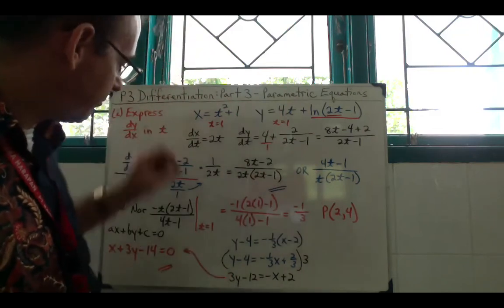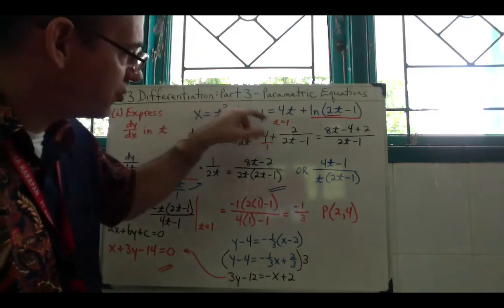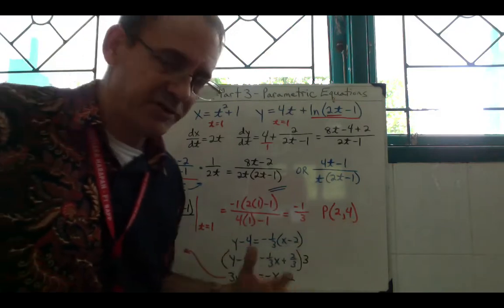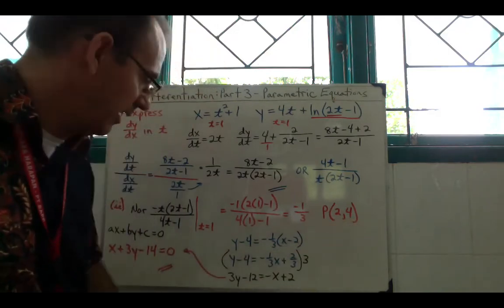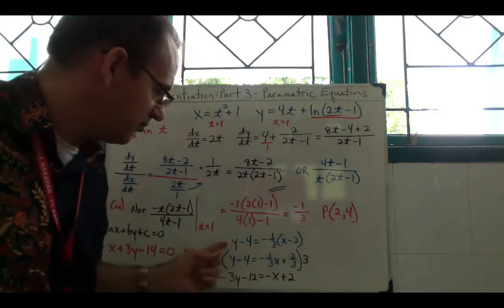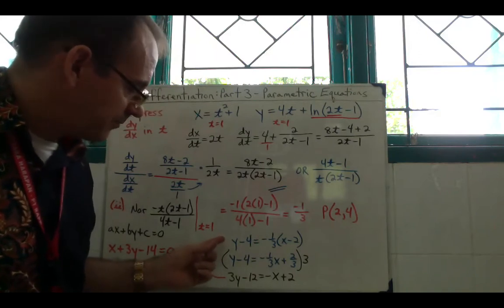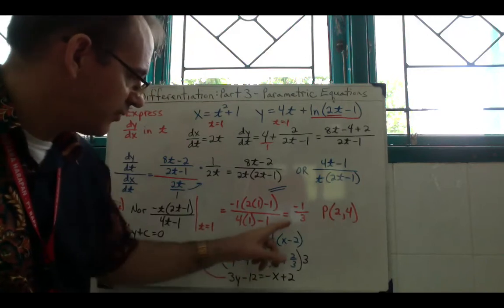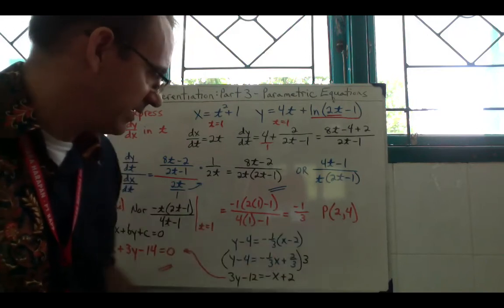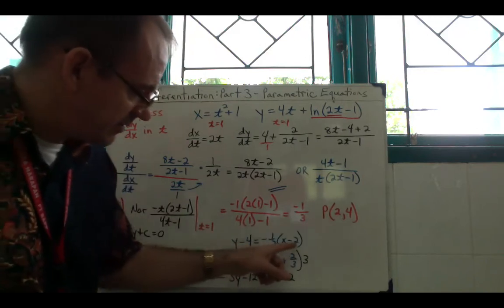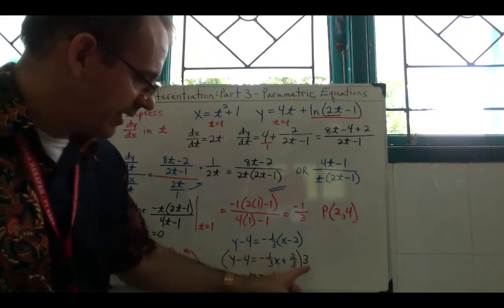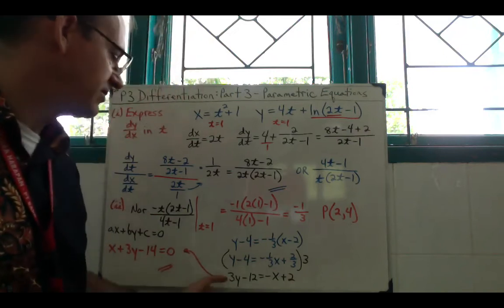So we get that by plugging the t equals 1 back into our original parametric equations. Now from here on is just generating your equation of your line. So in this case, I used the point slope form. So y minus 4 equals a negative 1/3 times x minus 2. Distributed the negative 1/3, so negative 1/3 x plus 2/3. Multiply everything by 3 to get rid of the fractions.